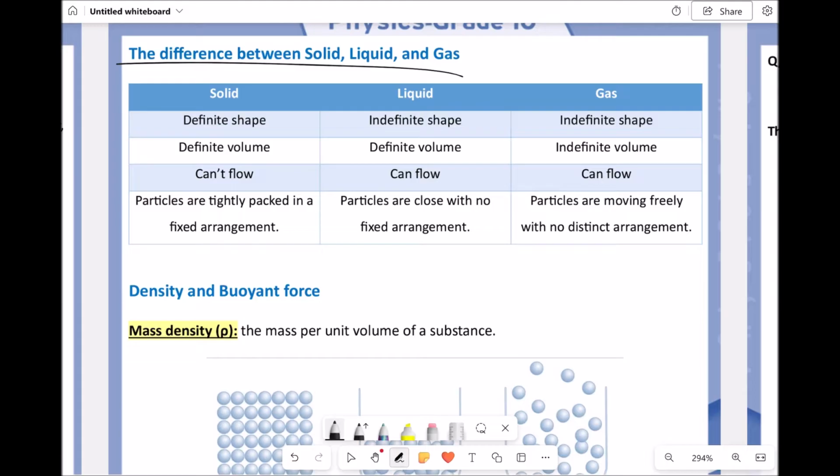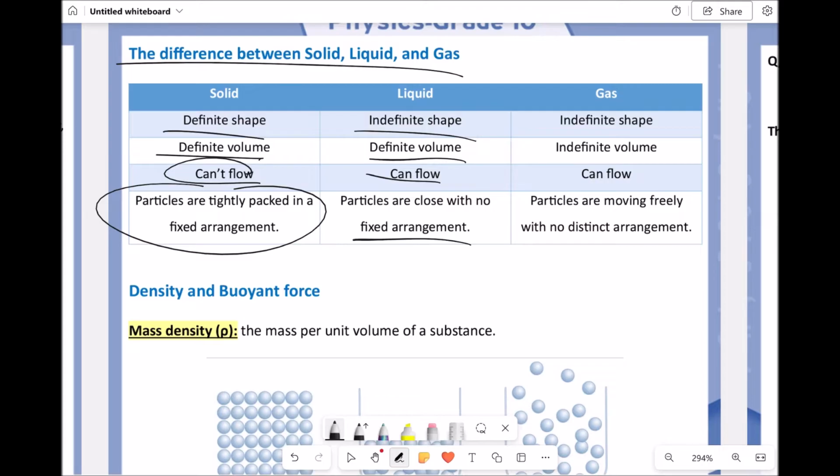These are the differences between solid, liquid, and gas. You learned that in the previous chapter. Solids have a definite shape, a definite volume, and they cannot flow. Particles are tightly packed with a fixed arrangement. Liquids have no definite shape, but they have a definite volume. They can flow. Particles are close, but they don't have a fixed arrangement. Gases have no definite shape and no definite volume, and they can flow. Particles are free with no distinct arrangement.